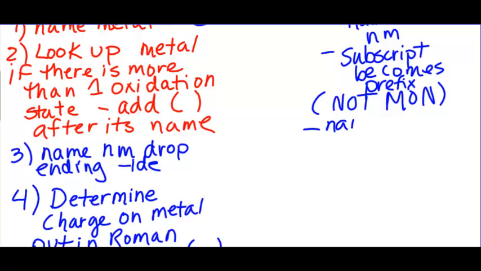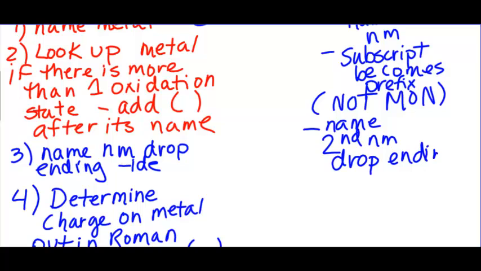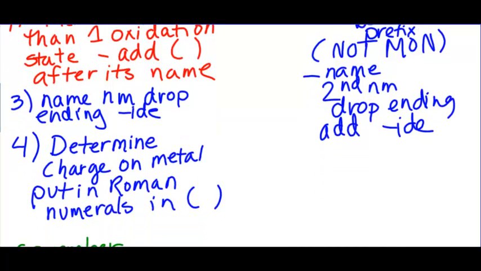Then you name your second nonmetal, drop the ending, and add IDE. And the prefix becomes the subscript. And you can use mon, subscript becomes the prefix. You can use mon for the second element.